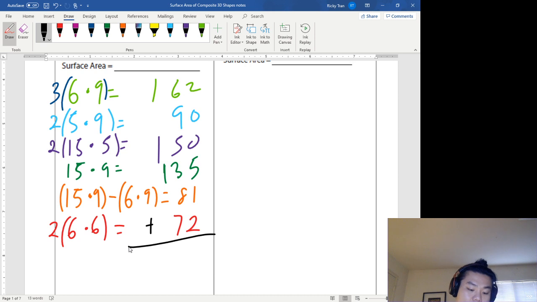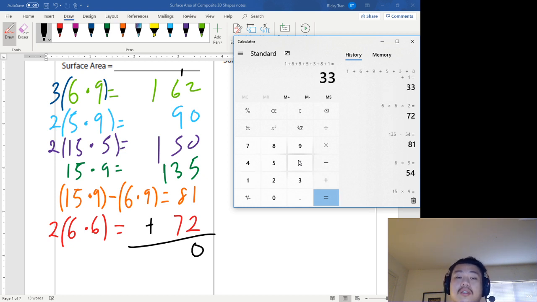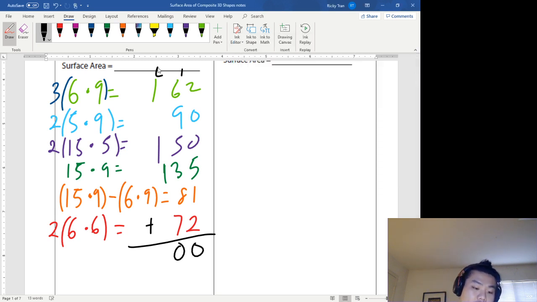So 0, 1, 1, 1. So 20, 30, 39. Let me double check. It should be 39. So 1 plus 6 plus 9 plus 5 plus 3 plus 8 plus 1. Oh, plus 7. Oh, 40. Whoops. It's a good thing I double checked my math.